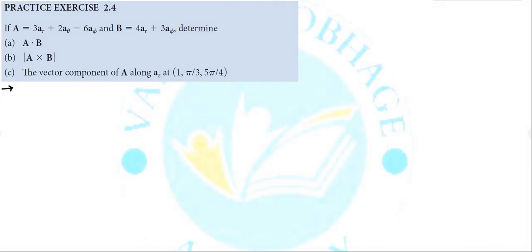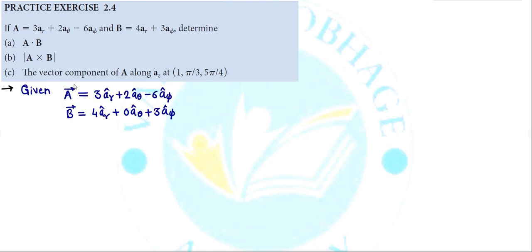Hello everyone. In this video, we are going to discuss the last practice exercise from chapter 2, that is coordinate system and transformation. Here we are given two vectors, vector A and vector B. First we have to find the dot product between vector A and vector B. Then we have to find the cross product between these two vectors. And then we are going to find the vector component of given vector A along the AZ direction at the given points. So these are the three given points that we have.